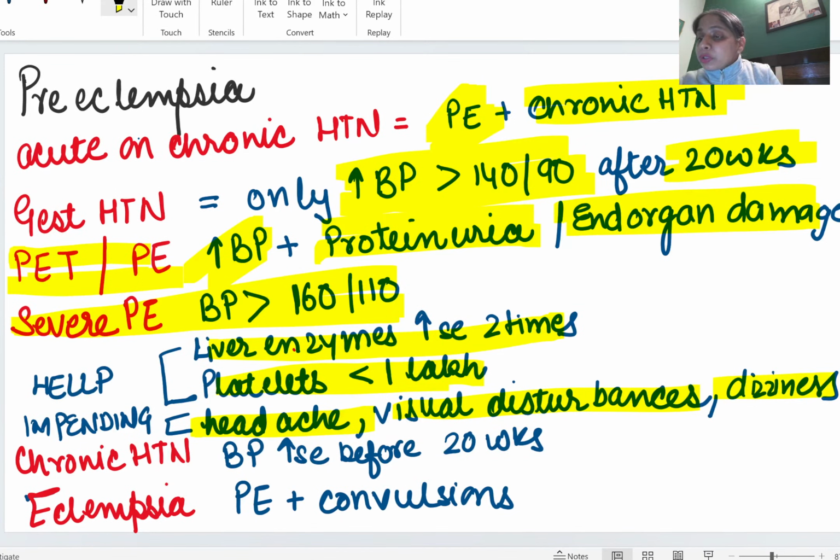Okay, what is chronic hypertension? If the BP was already high before 20 weeks, before conceiving, if the BP is high, then it will come as increased BP before 20 weeks. And what is eclampsia? Preeclampsia plus convulsions. Is it okay?